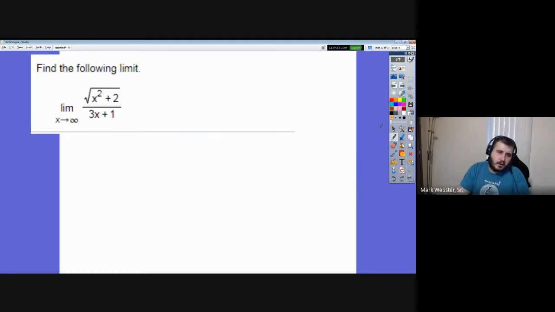Same idea here. Again, follow, x is going to infinity. So what is this going to? That goes away and that goes away, right? So we're left with x squared here, 3x down here. Well, what's the square root of x squared? Isn't that just x? Isn't this 3x? So isn't this just going to be 1/3?